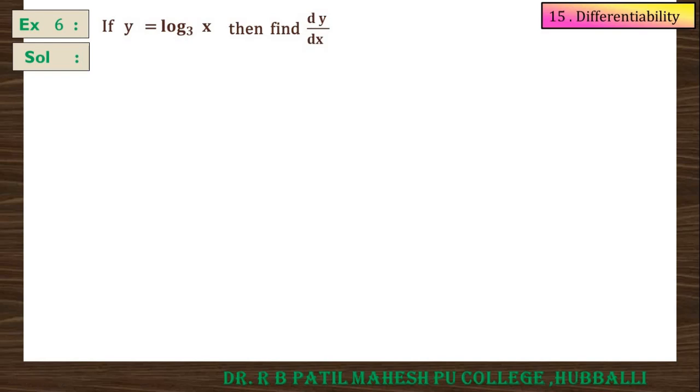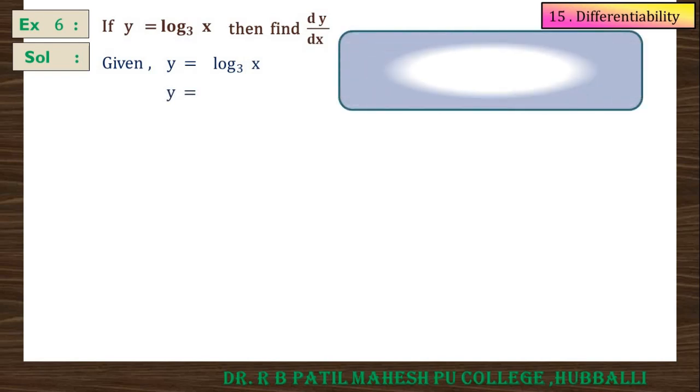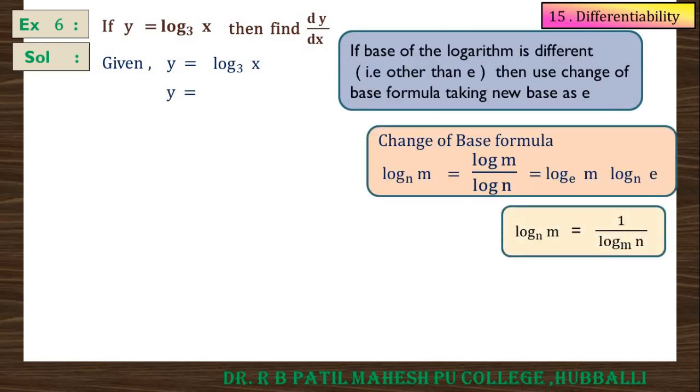We know the log x function derivative with respect to log base e is 1 by x. Now if it is log with a base other than e, then how to find the derivative of the function is, we should not differentiate the log x function directly. We have to use the log property. We have to change this log base 3 first, remember students. So first you write the given function and remember this point, if the base of the logarithm is different, then use the change of base formula taking the new base as e, and this is the change of base formula.